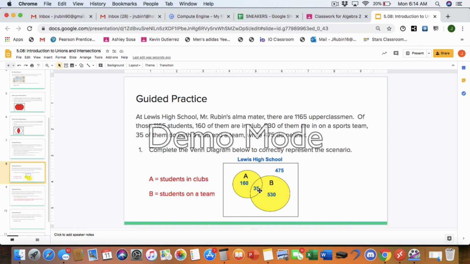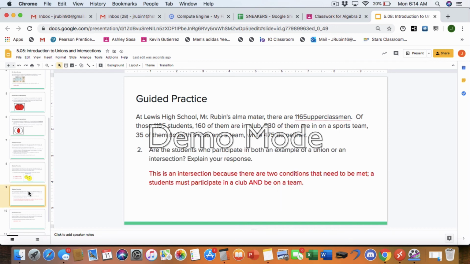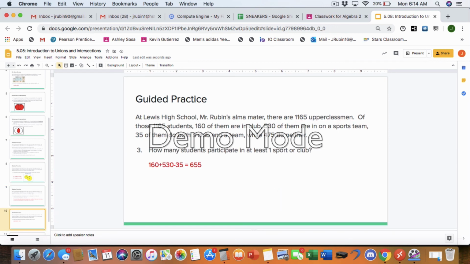because you only want to count those 35 students once. Even though they participate in both, when you talk about the numbers or the probabilities, they only need to count for one of them. So, we'll talk about this more tomorrow, but really what you'd want to do is subtract the overlap once, because the overlap's still going to be counted once.